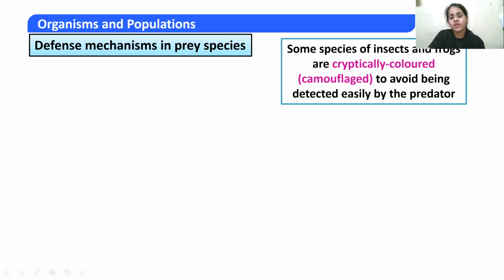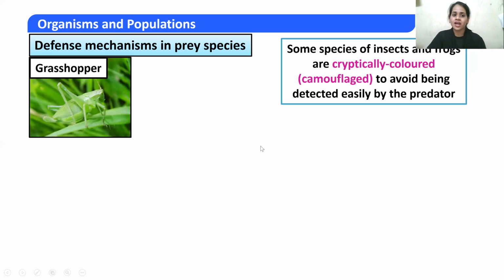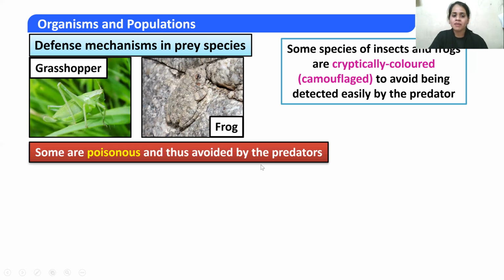Another example here is defense mechanisms in prey species. Obviously, if the predator wants to eat prey, the prey should have certain defense mechanisms also. Some species of insects are cryptically colored, that is camouflaged, to avoid being detected easily by the predator. For example, a grasshopper is green, and the plants are also green, so it gets camouflaged and the predator cannot see the prey. The frogs, some are poisonous and thus avoided by the predator as well.